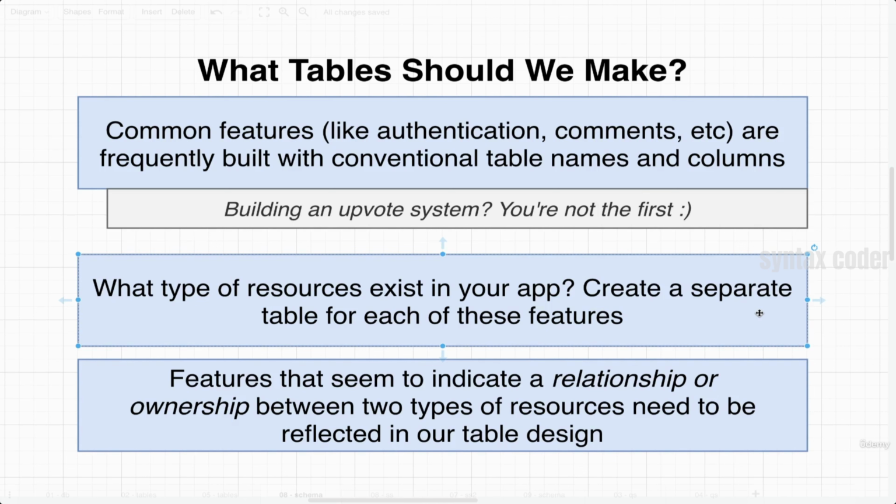And as a first step, kind of a preliminary design, you might try to create a separate table for each of those different features or each of those different resources. Then for each of those different resources, you might try to find some kind of relationship or ownership between those different resources.